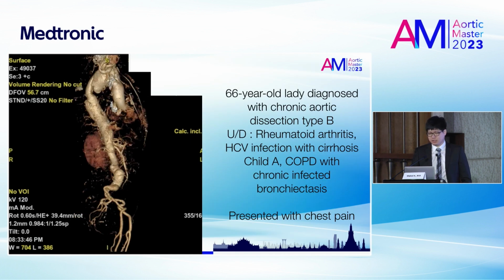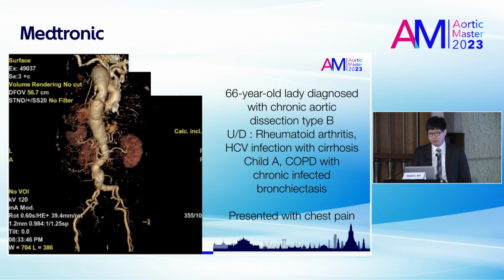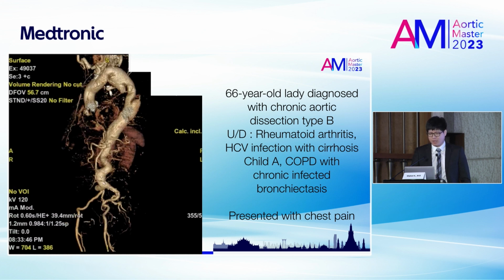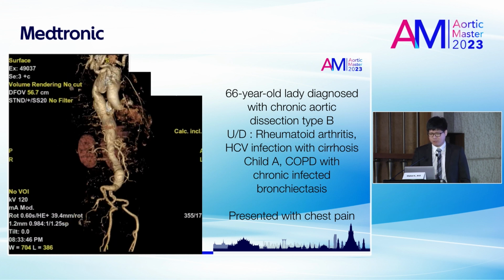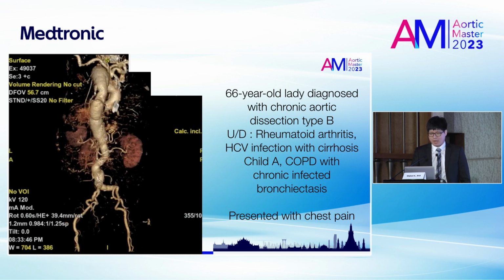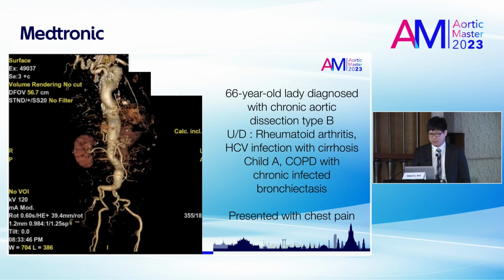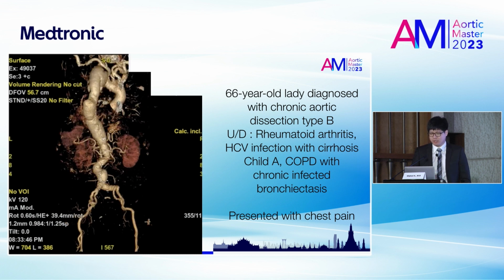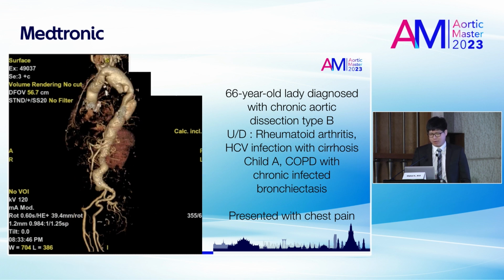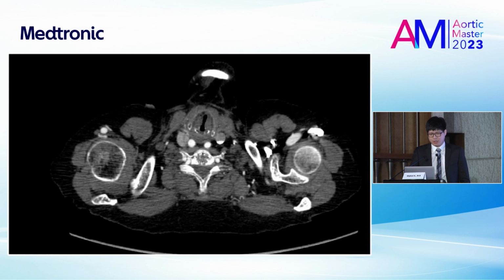Here we have a 66-year-old lady diagnosed with chronic aortic dissection type B with many underlying diseases, especially COPD, and she had a chronic infection, so she had quite emphysematous lung on her CT scan. She presented with chronic chest pain for about a month. Here is an axial cut of the CT scan.